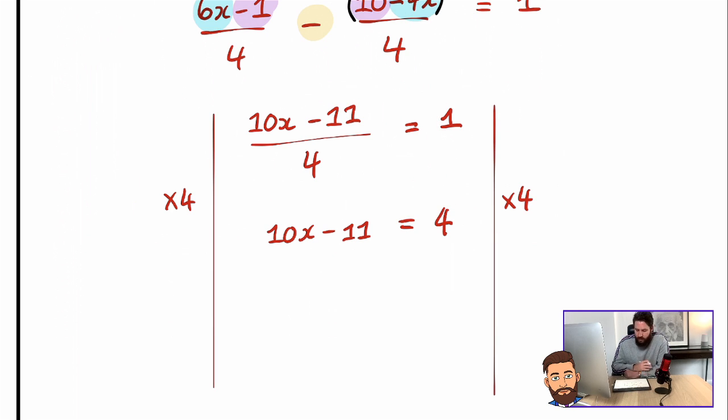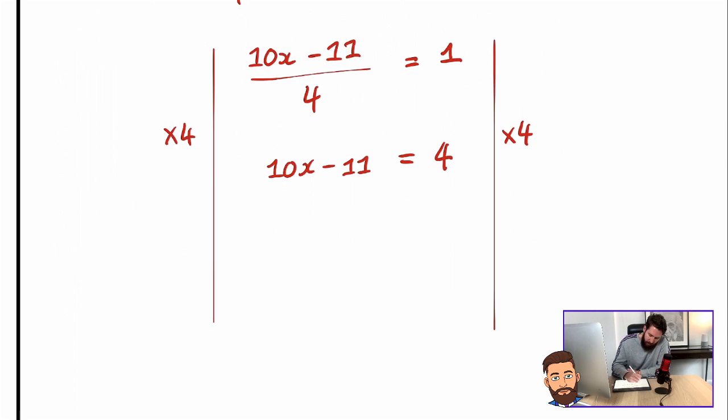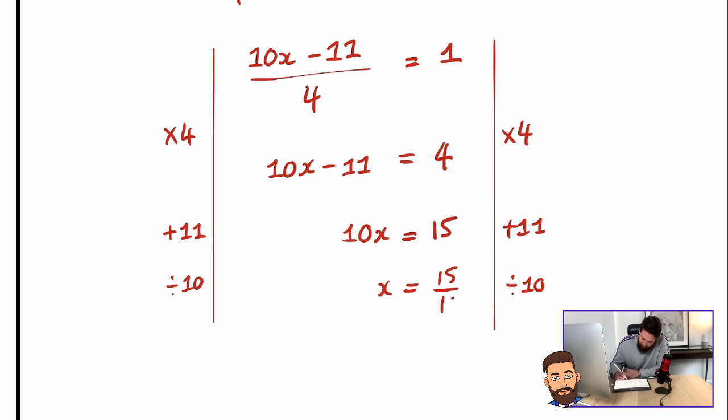Now everyone can solve this. You simply plus 11 to both sides, which would give you 15. We've got 10x over here. Divide both sides by 10. Again, 10 doesn't go into 15, so we can leave it as a fraction, 15 over 10. And if you really wanted to, you could simplify that to 3 over 2. 5 goes into 15 3 times, 5 goes into 10 2 times. So our final answer for this question would be x is 3 over 2, or 1.5.